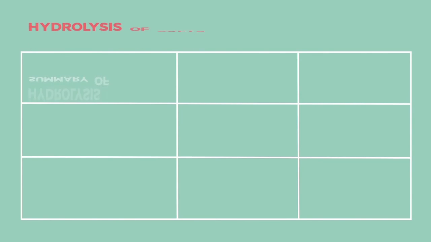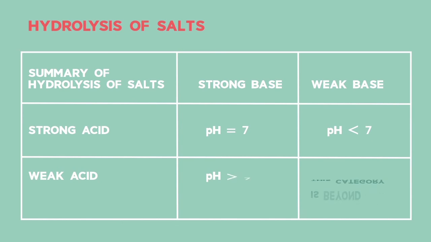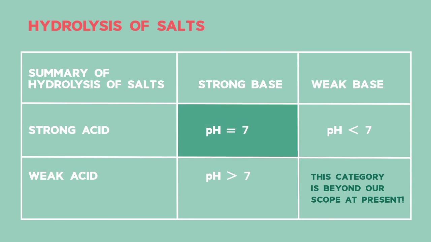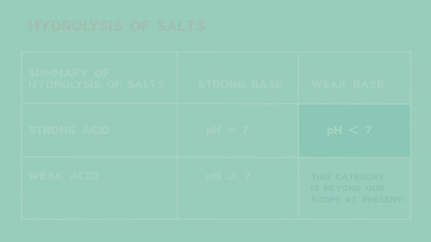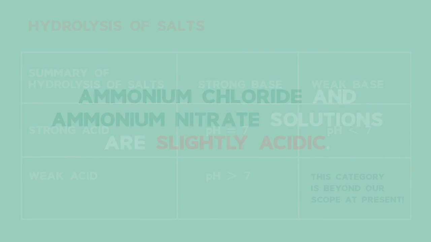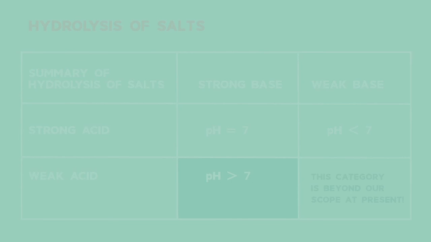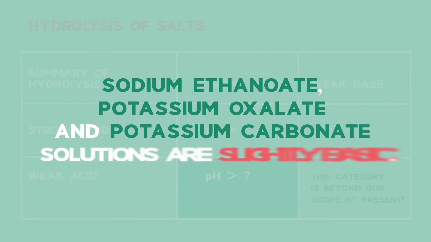To sum up hydrolysis of salts, remember that not all salts hydrolyze in water. The salts of strong acids and strong bases form neutral solutions with pH equal to 7. Salts of a weak base and a strong acid form slightly acidic solutions. For example, ammonium chloride solutions are slightly acidic. Ammonium nitrate solution will also have pH less than 7. Salts of strong bases and weak acids form slightly basic solutions. For example, sodium ethanoate, potassium oxalate, and potassium carbonate will form slightly basic solutions.